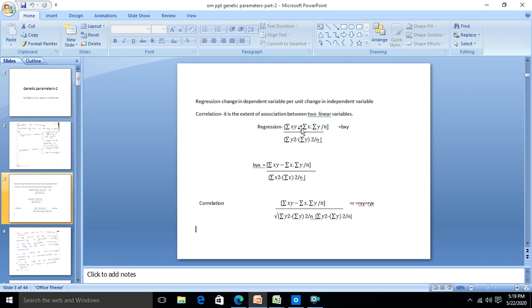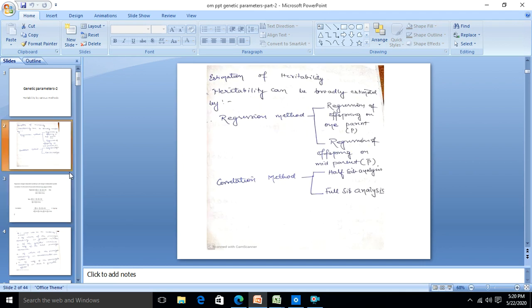As you can see, the formula for regression is summation xy minus summation x into summation y upon n, whole upon summation y square minus summation y whole square upon n. Similarly, byx is equal to summation xy minus summation x into summation y upon n, whole upon summation x square minus summation x whole square upon n. So you see, this is regression and this is correlation. So two methods of estimation of heritability by regression and two methods of estimation of heritability by correlation.